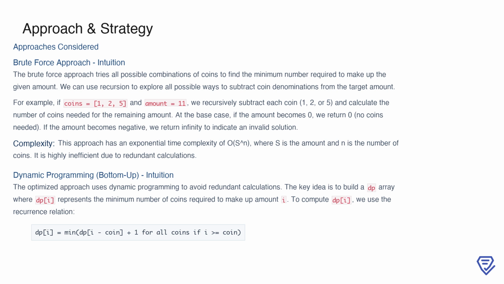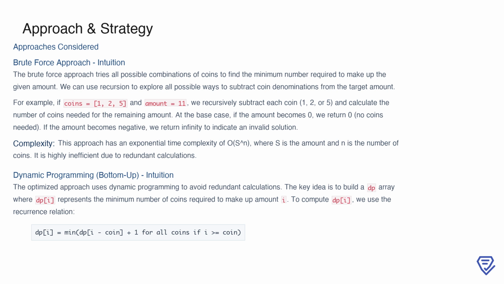The base case occurs when the amount becomes 0, or no coins are needed, so we return 0. If the amount becomes negative, it indicates an invalid solution, and we return infinity. However, this approach is highly inefficient due to redundant calculations, leading to an exponential time complexity of S to the power of n, where S is the amount and n is the number of coins. This inefficiency motivates us to explore a more optimized solution using dynamic programming.